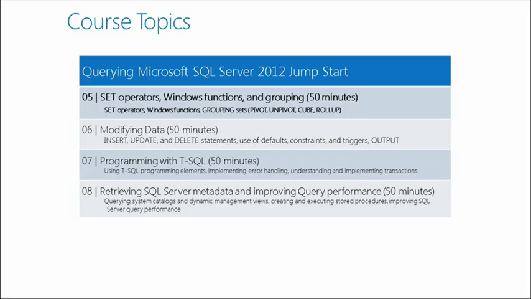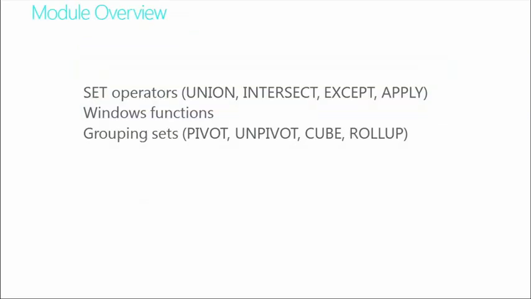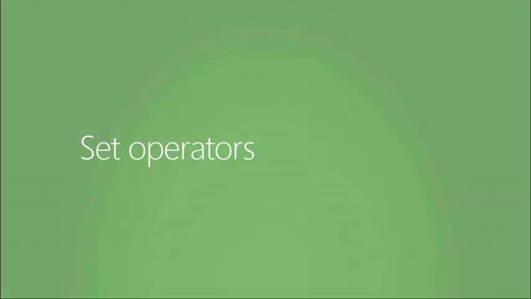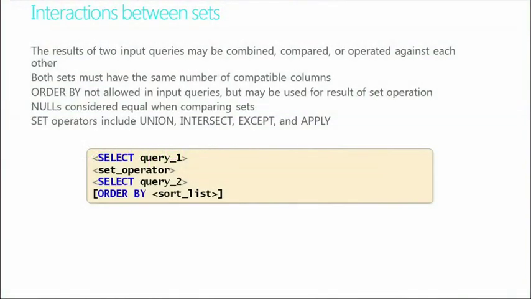We're going to move into Module 5, where we're going to discuss set operators, some additional Windows functions, and some additional grouping options, ways for us to, again, summarize some data. So we're going to talk about set operators, Windows functions, and grouping sets, using things like pivots, cubes, and roll-ups. That's what we're going to dig into in this section. We've got some cool stuff left to discuss, so let's open up this section with set operators.